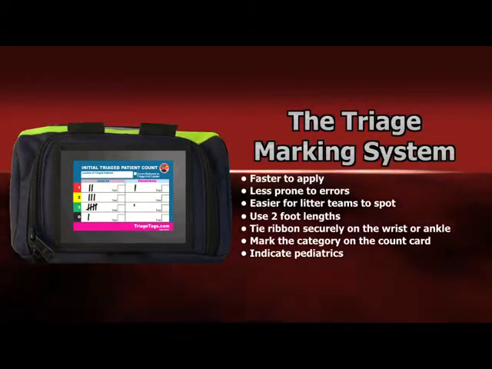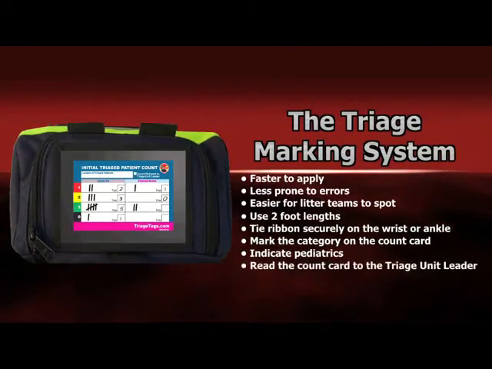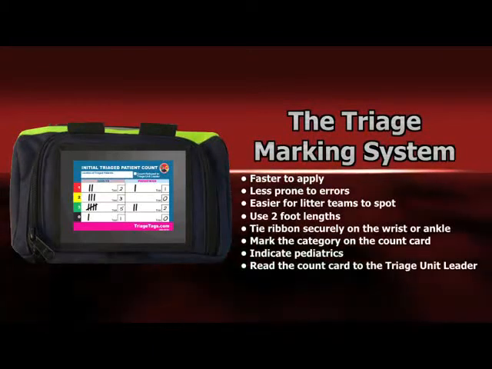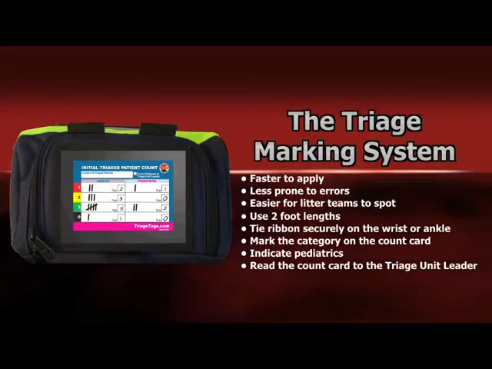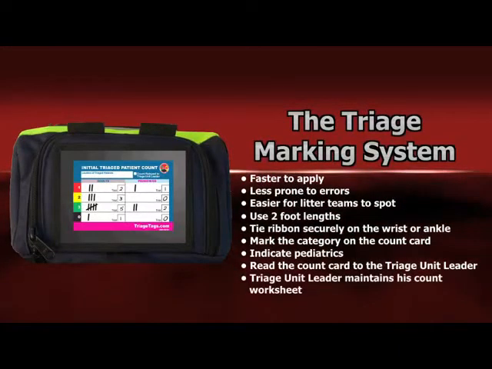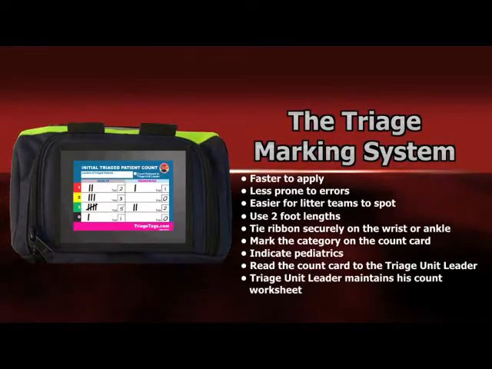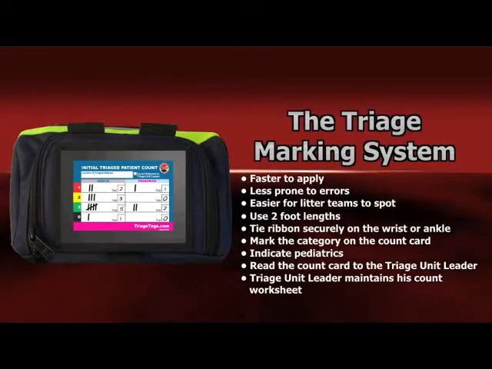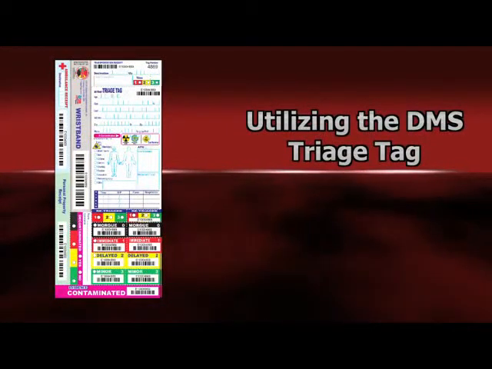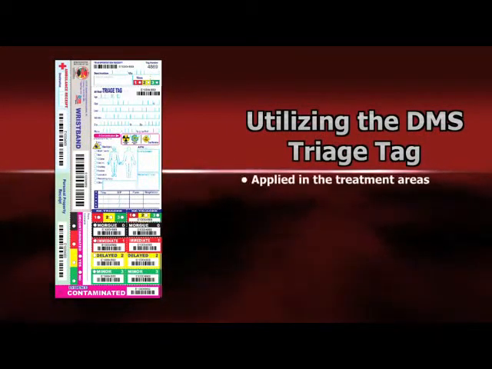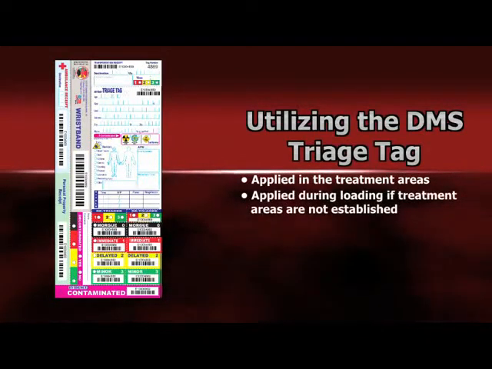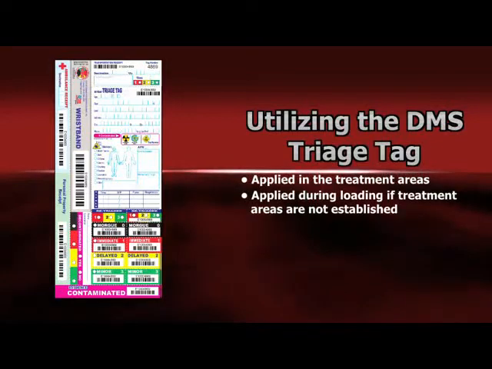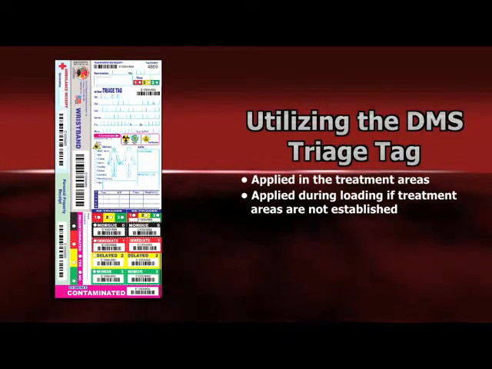When a triage member's assignment is complete, the count card is read back to the triage unit leader to provide an accurate tally of patients by acuity. Total count information will be provided to the IC and MedCom through the chain of command. The triage unit leader will maintain his tally worksheet for accountability and post-incident documentation. Triage tags are applied to patients as they enter the treatment area after quick secondary triage to confirm or change their acuity category. If treatment areas were not established, the triage tag is applied to the patient just prior to transport.